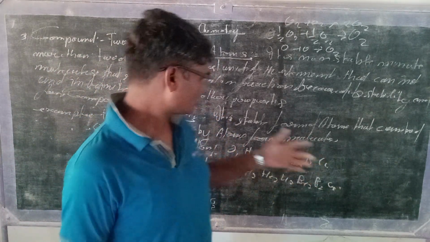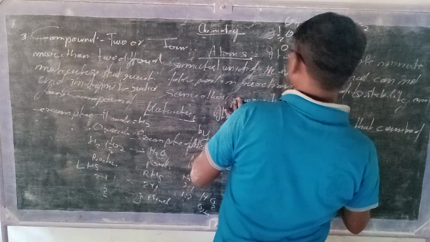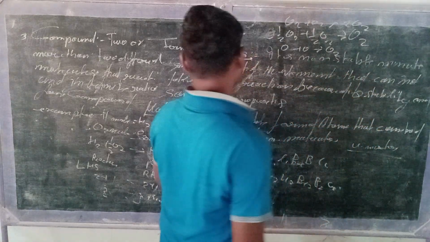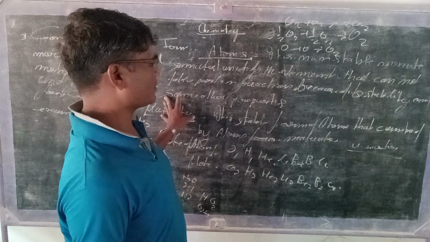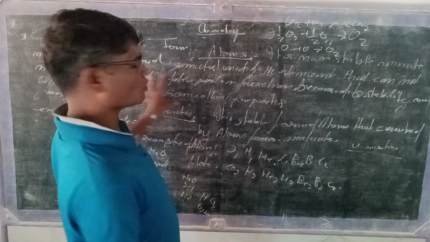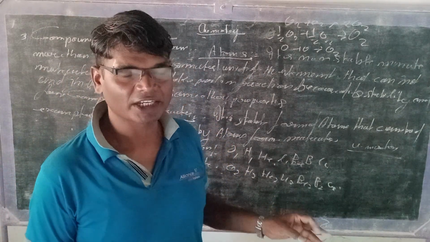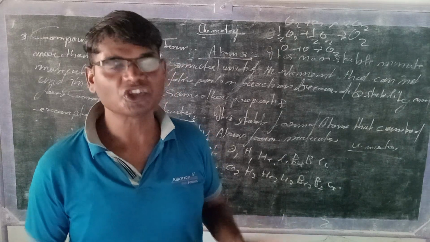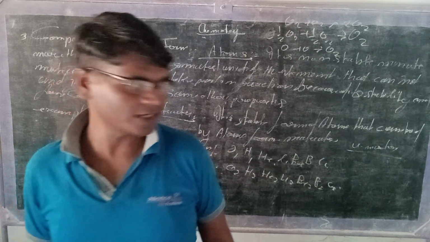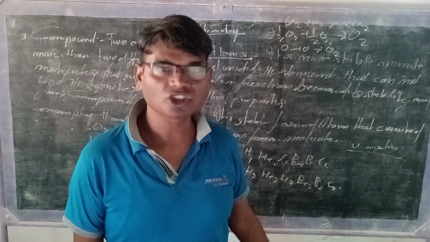The third is compounds, and the fourth is mixtures. A mixture is also a type of compound, but the ratio is not fixed, so it is called a mixture. A mixture may be two or more different compounds or molecules mixed with each other, and their ratio will not be fixed. So we say that those compounds whose ratio is not fixed are called mixtures.